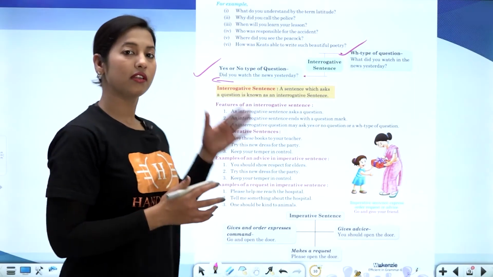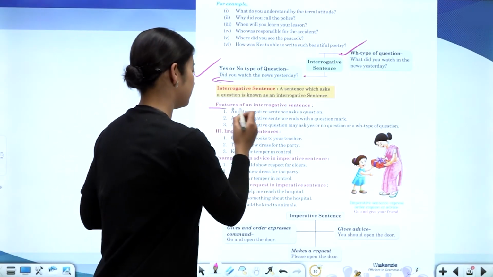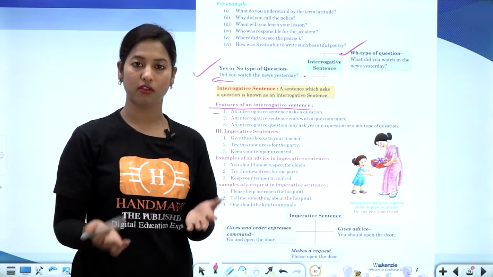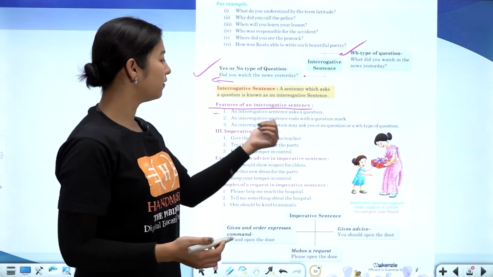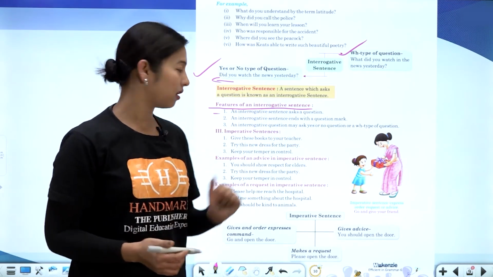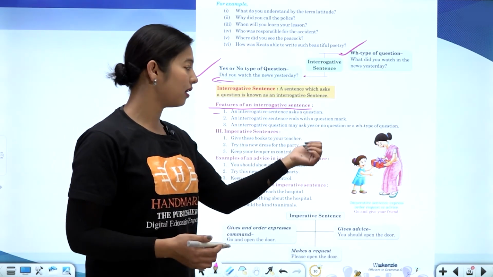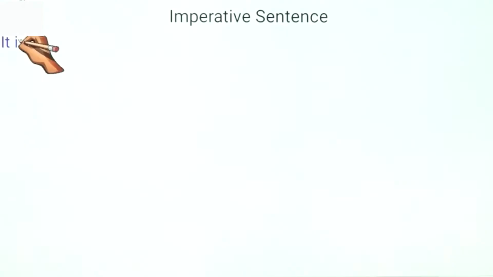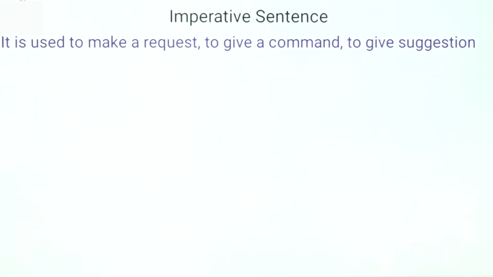Now let's read the features of interrogative sentences. First one is, an interrogative sentence asks a question, as you already know. An interrogative sentence ends with a question mark, and an interrogative sentence may ask yes or no type of question or WH type of question. So the next kind of sentence we have is imperative sentence.